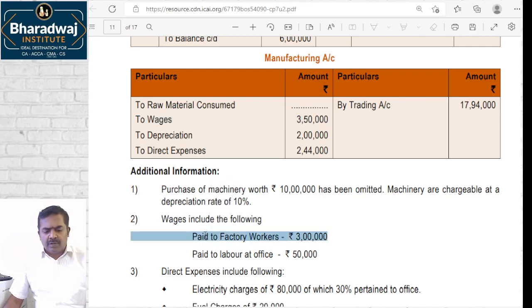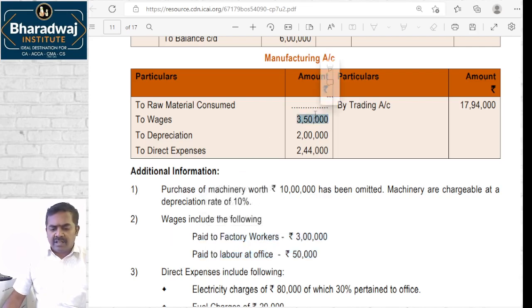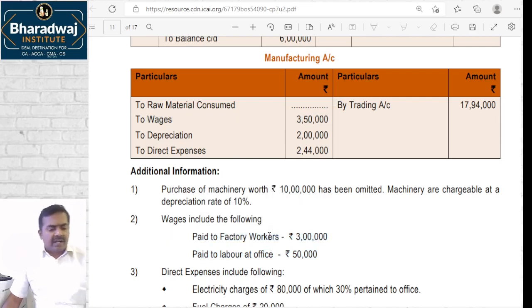Wages include the following: paid for factory workers 3 lakhs, paid for labor at office 50,000. Which one should come in the manufacturing account? Only 3 lakh should come, not 3,50,000. 3,50,000 is wrong. Clear? So, wages, working note 2: paid to factory workers only to be included, rupees 3 lakhs.